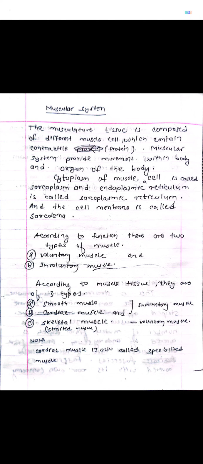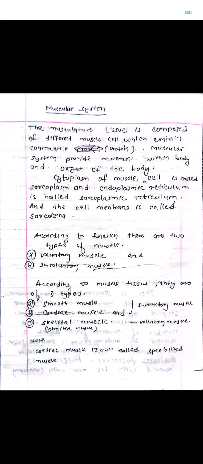Muscular system. The muscular tissue is composed of different muscle cells which contain contractile protein. The muscular system provides movement within the body and organs of the body. The cytoplasm of a muscle cell is called sarcoplasm, the endoplasmic reticulum is called sarcoplasmic reticulum, and the cell membrane is called sarcolemma. According to function, there are two types of muscle, voluntary muscle and involuntary muscle.